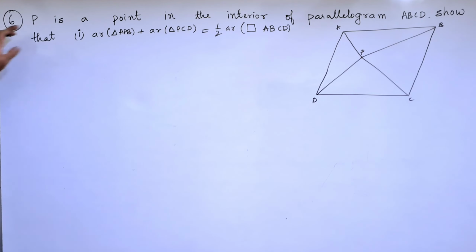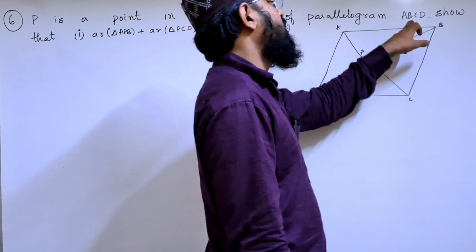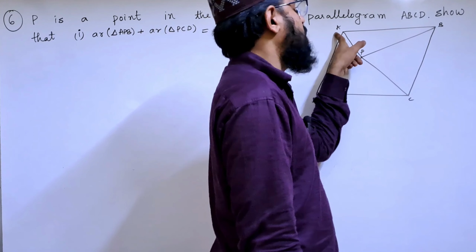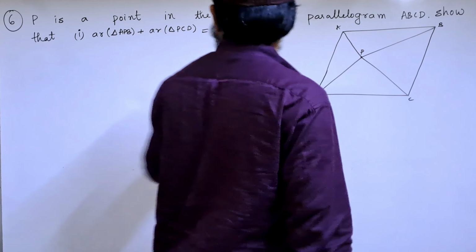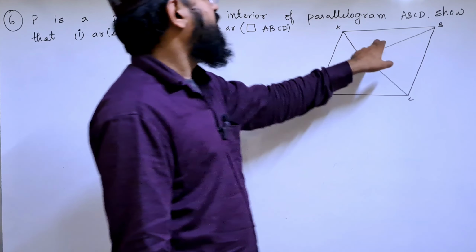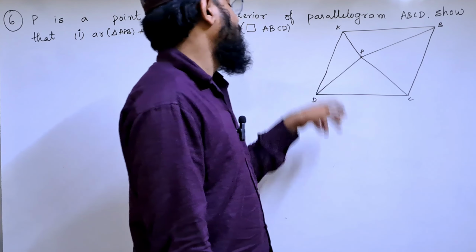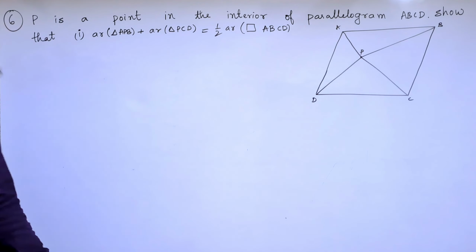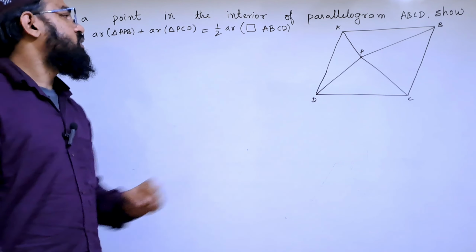Sixth problem. P is a point in the interior of a parallelogram ABCD. So in this parallelogram ABCD, there is a point P. Show that area of the triangle APB plus area of the triangle PCD. If we add these two, we will get half of the area of the quadrilateral ABCD. So let us start.